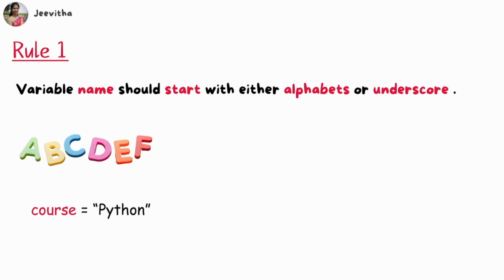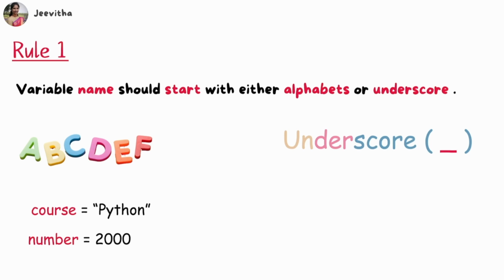Since Python is text data, or a string, make sure you write it within either single quotes or double quotes. Next example, number equals 2000. So here my variable names are starting with alphabets. Similarly, you can also create your variables by starting with an underscore, something like this: _value equals 10, _name equals Zara. This is the first rule.